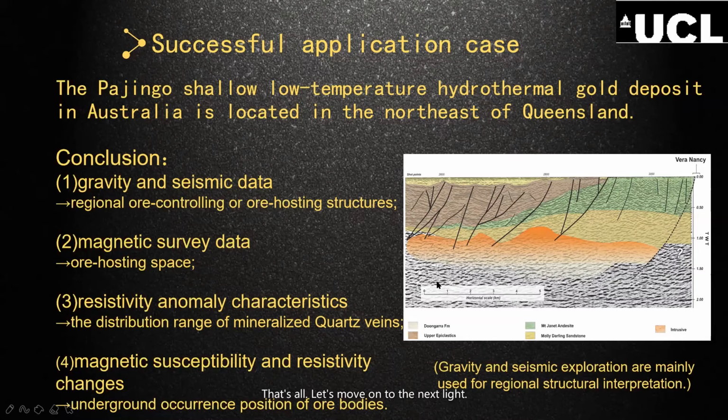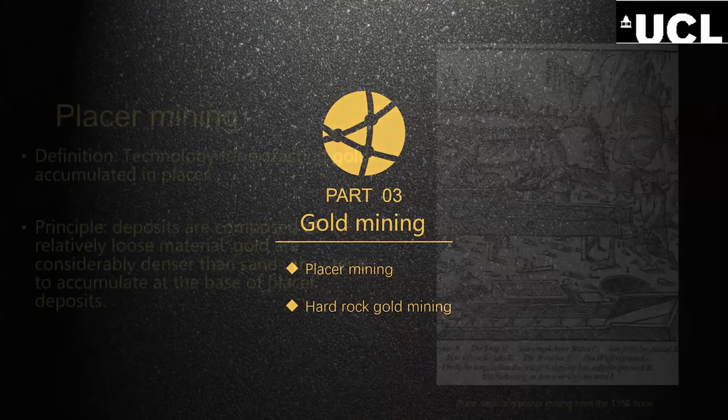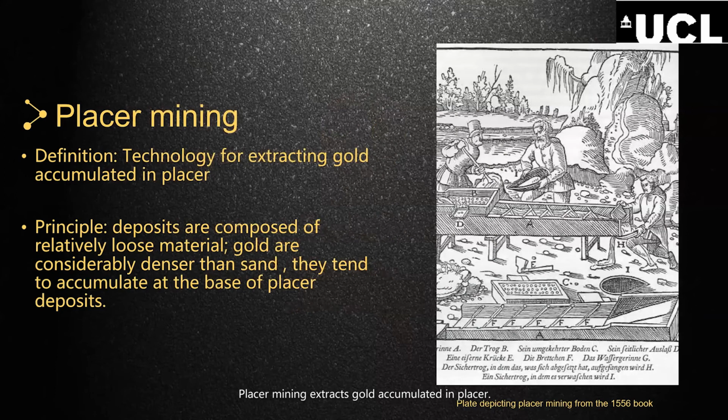So that's all. Let's move on to the next slide. I will introduce two main types of gold mines and their mining methods. First one is placer mining. Placer mining extracts gold accumulated in placers. It is a mining of stream-bed deposits for minerals.